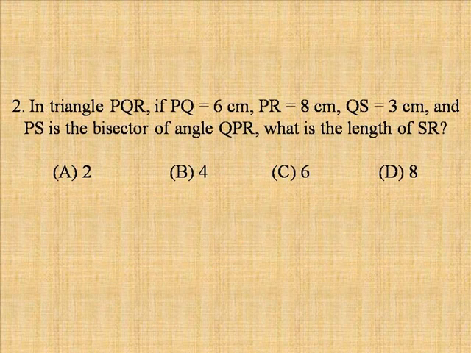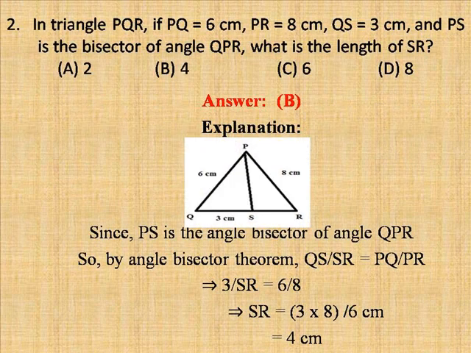Question number 2. In triangle PQR, if PQ equals 6 cm, PR equals 8 cm, QS equals 3 cm, and PS is the bisector of angle QPR, what is the length of SR? You have 4 options. So let's move to the answer. Answer is B, that is 4.